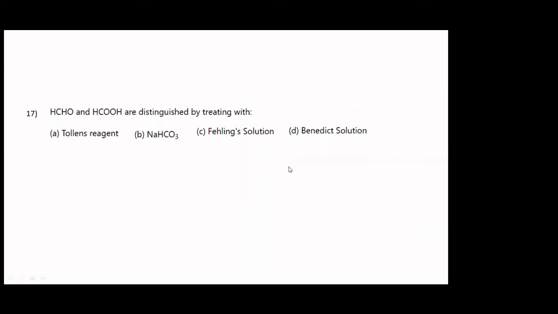HCHO and HCOOH are distinguished by treating with... yes, Tollens reagent, option A, ma'am. Tollens reagent, no, because see, a very important factor here is C double bond O. And HCOOH, if you write it, is in fact a combination of both aldehyde group and acid group. It will give Tollens reagent.